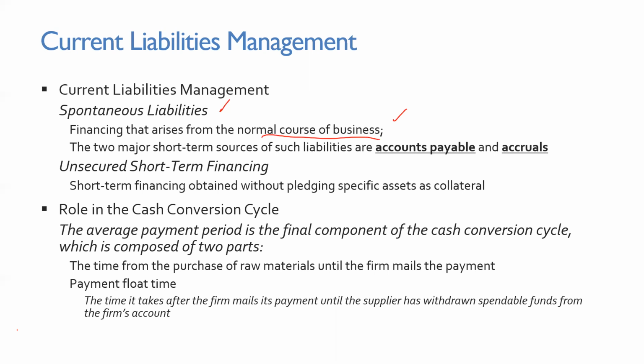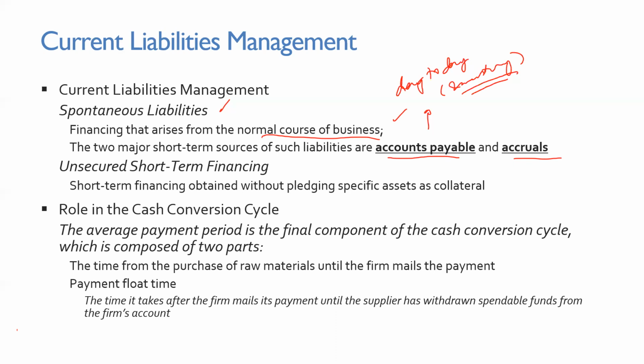There are two usual types of spontaneous liabilities. One is accounts payable, another is accruals. Okay? So if you look at spontaneous liabilities, where does accounts payable come from? It comes from day-to-day operations, right? Specifically relating to inventory, and relating to the management of inventory. So the accounts payable balance is directly linked to inventory balances.